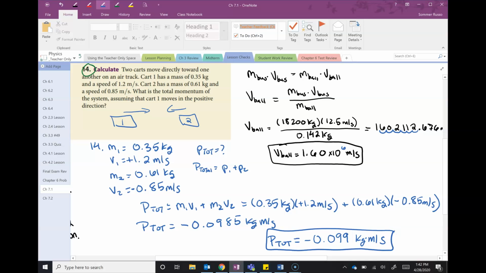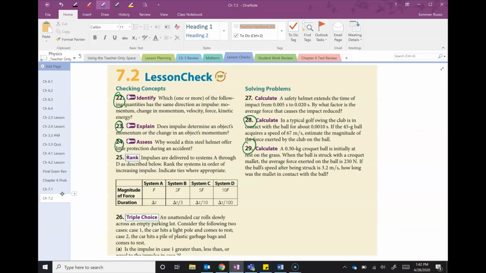Okay, so that takes us through all the questions on 7.1. Let's move on to 7.2. All right. So we are looking at which one or more of the following quantities has the same direction of impulse. Impulse, remember, is a vector quantity. And we are looking at which quantities have the same direction.